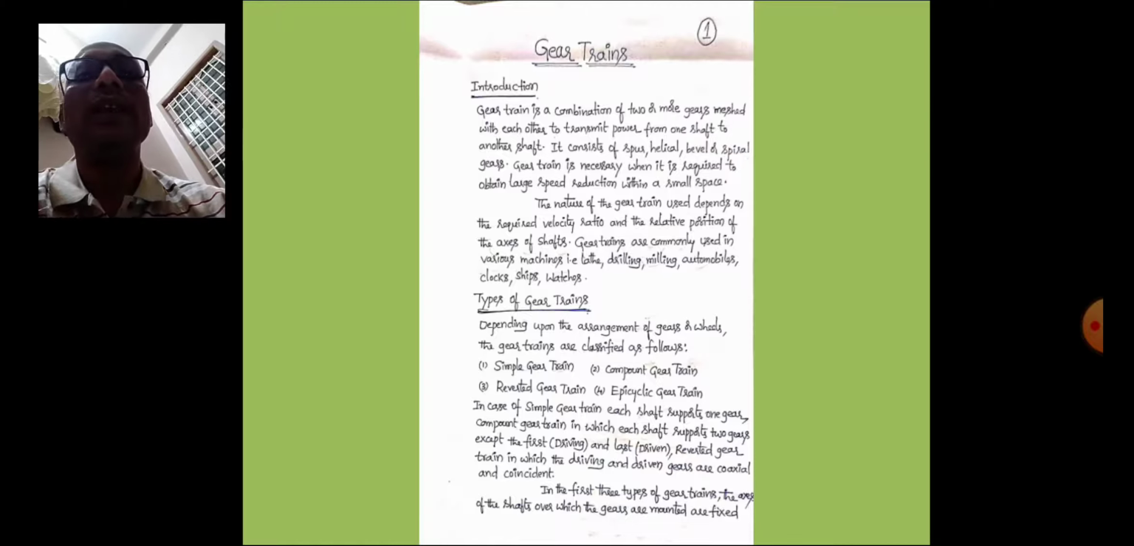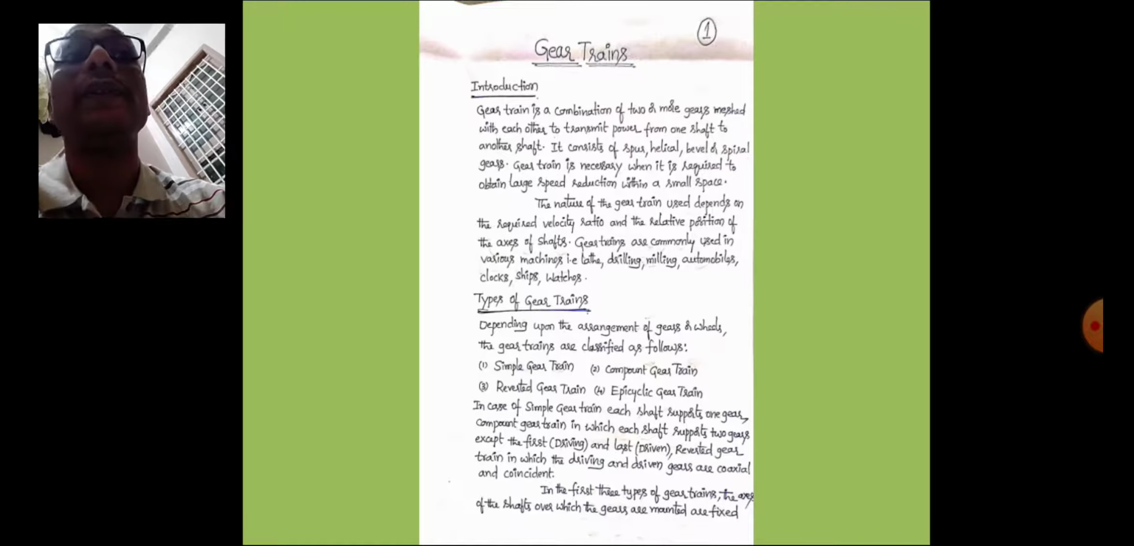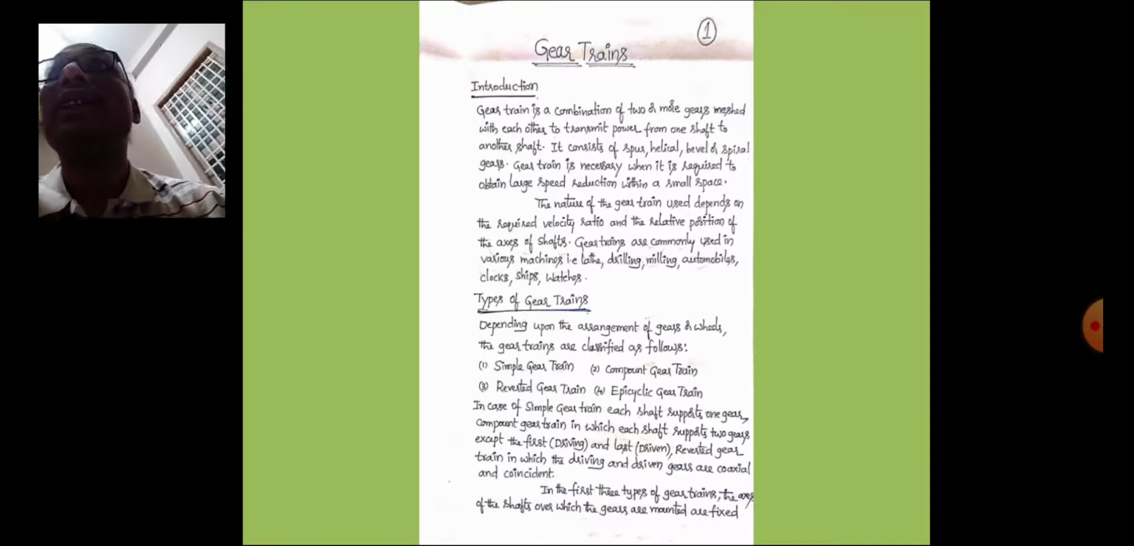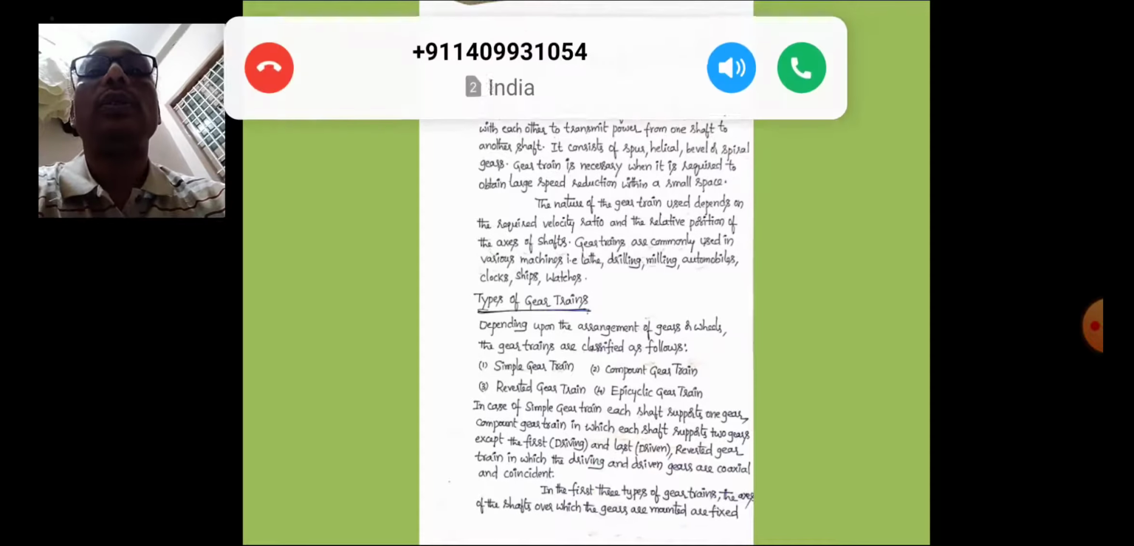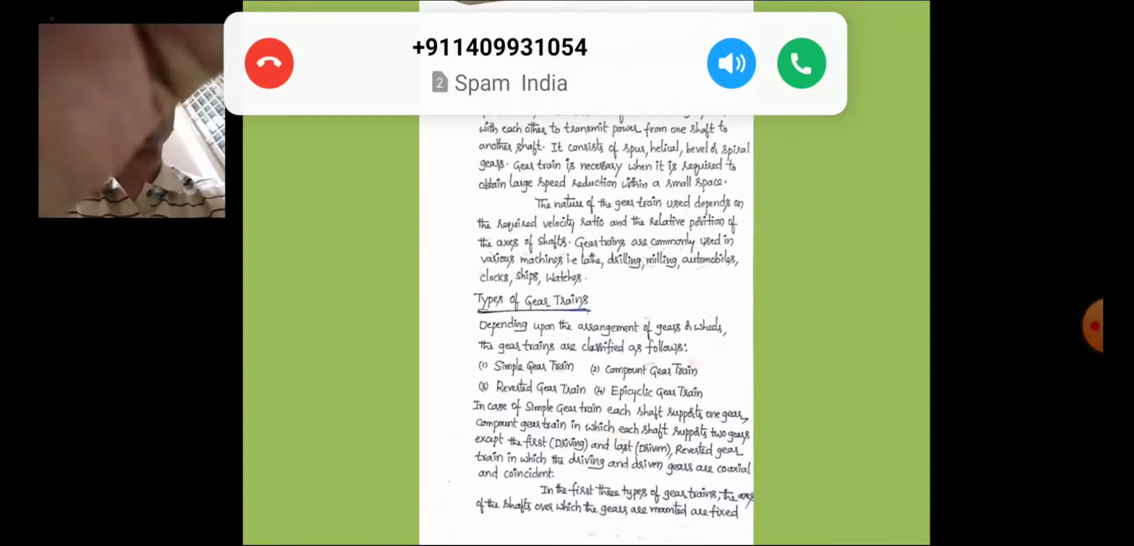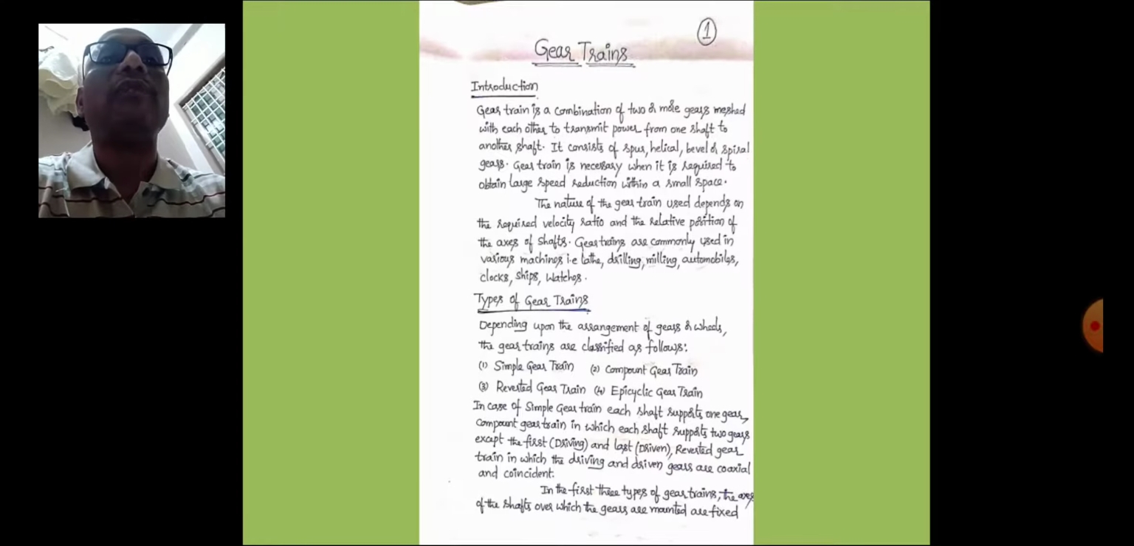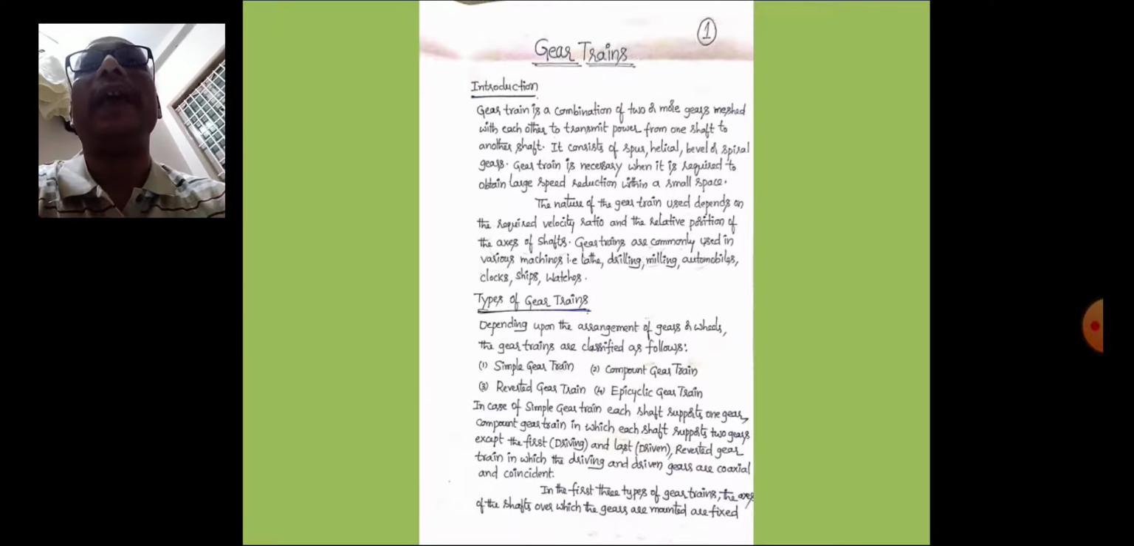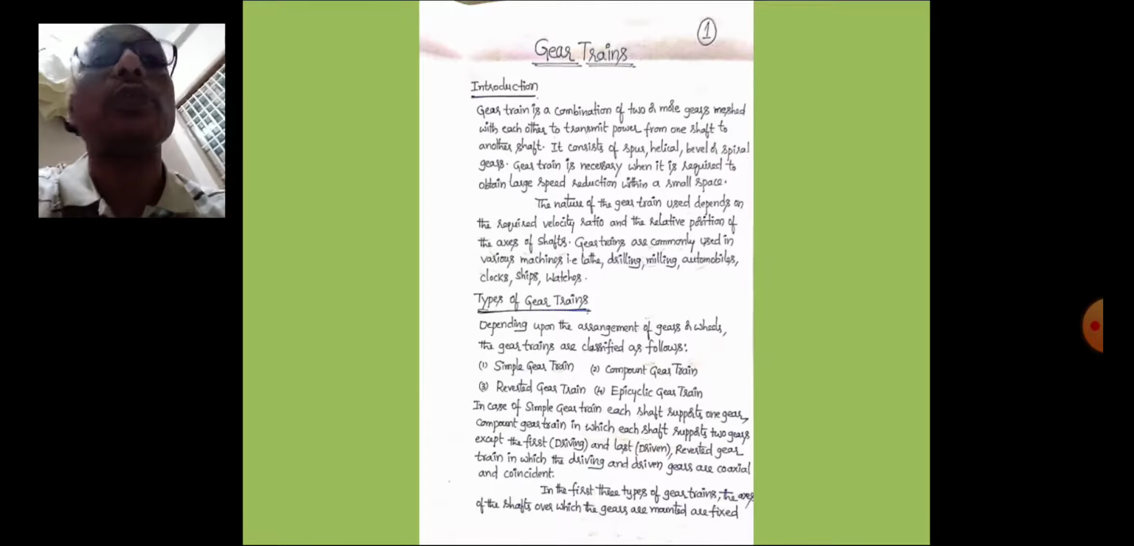So once again, in one sentence, we can understand that a gear train is a combination of two or more gears meshed with each other in order to transmit the power from one shaft to another shaft. Normally a gear train consists of different types of gears, maybe spur gears, helical gears, bevel gears or spiral gears.